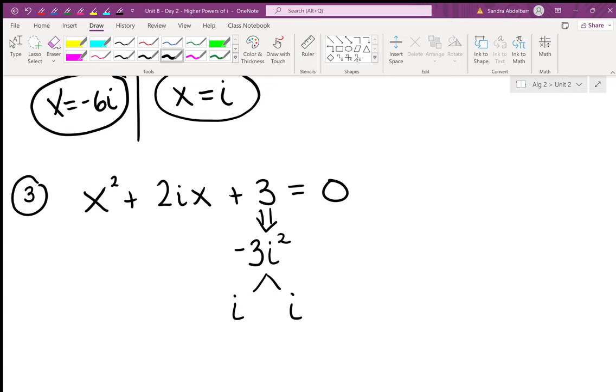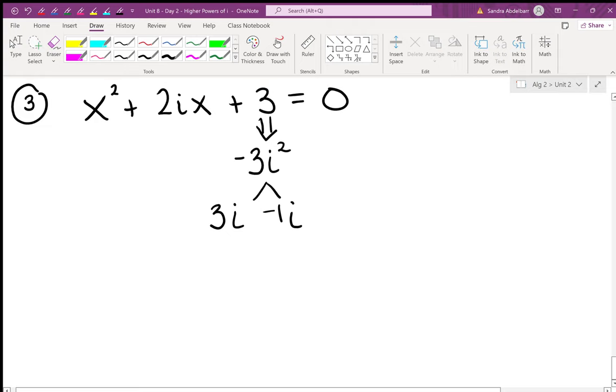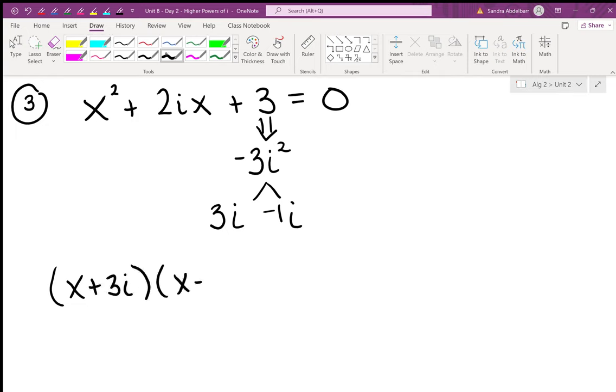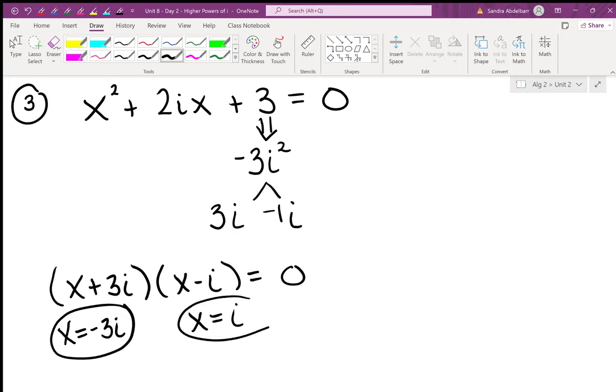Then we need what multiplies to negative 3 but adds to a positive 2. What multiplies to a negative 3 and adds to a positive 2? Positive 3 and negative 1. So now we double check this. 3i times negative 1i is a negative 3i squared, which is a positive 3. We're good. 3i minus i is a 2i. We're good there. So now our factors, x plus 3i, x minus i equals 0. So we get x is equal to negative 3i, and we get x is equal to i.